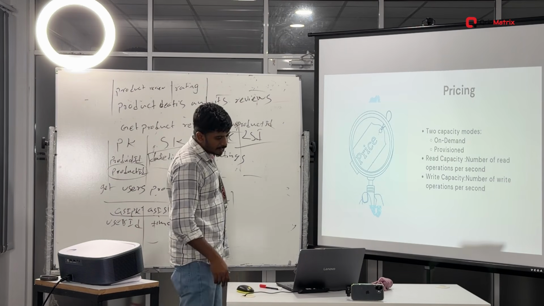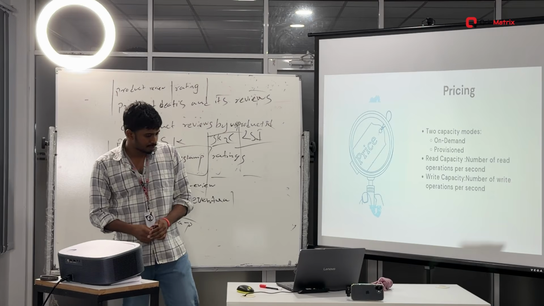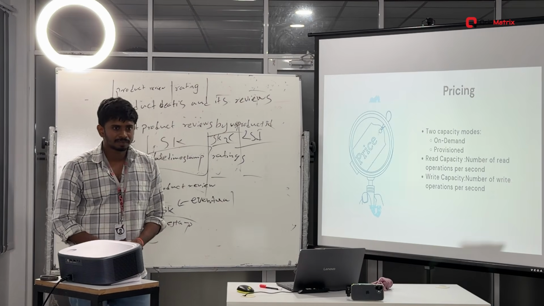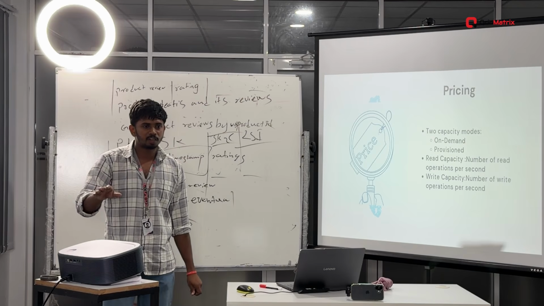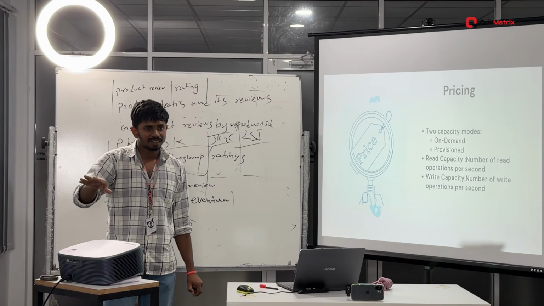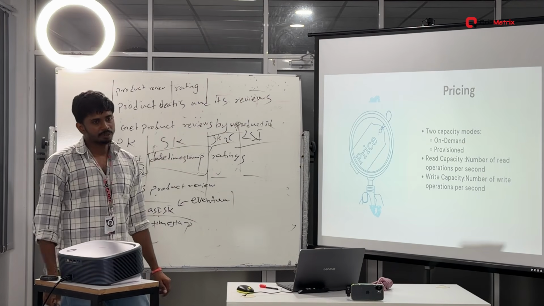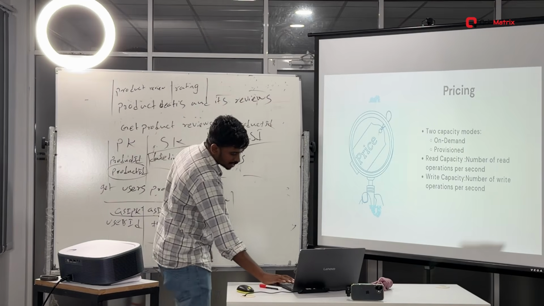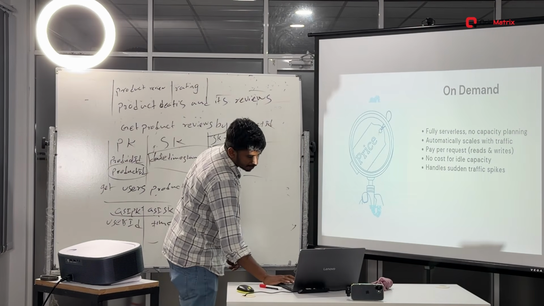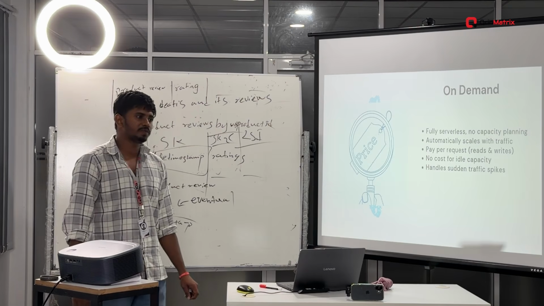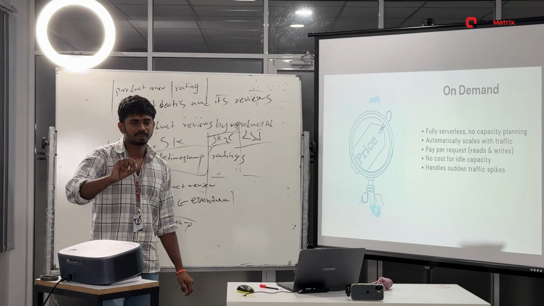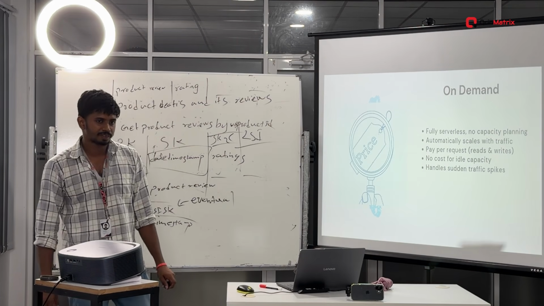So when we write also, an item up to 1 kilobyte for a single request is considered as one write capacity unit. So based on that, this on-demand pricing is happening. Based on these read and write capacity units, we are going to do read requests and write requests.